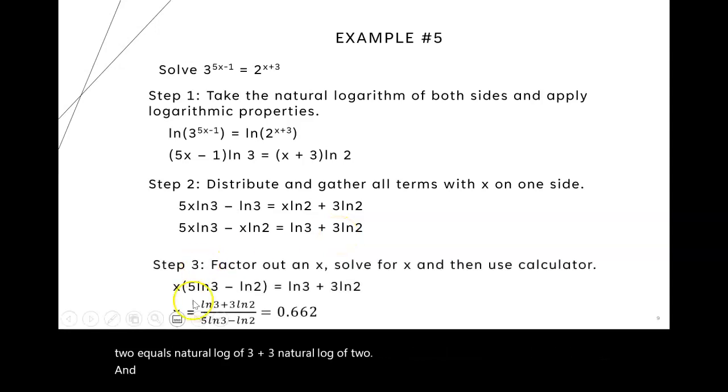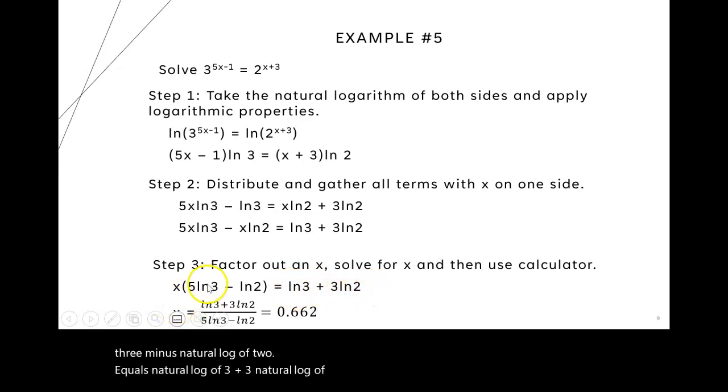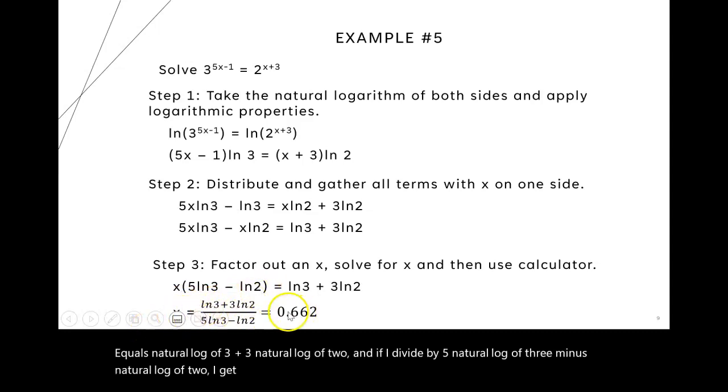And then finally, I've got all my x's on one side, so I can factor out an x to get x times 5 natural log of 3 minus natural log of 2 equals natural log of 3 plus 3 natural log of 2. And if I divide by 5 natural log of 3 minus natural log of 2, I get my x value. The calculator will tell you that that's 0.662.